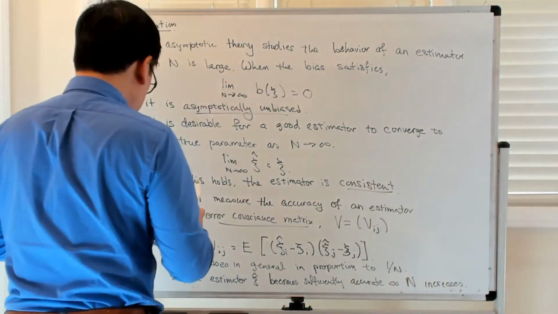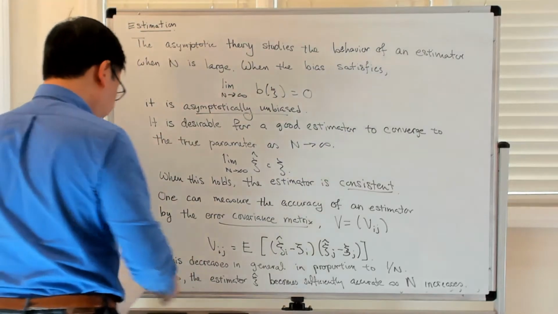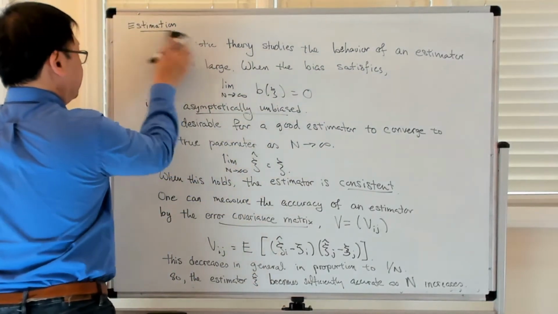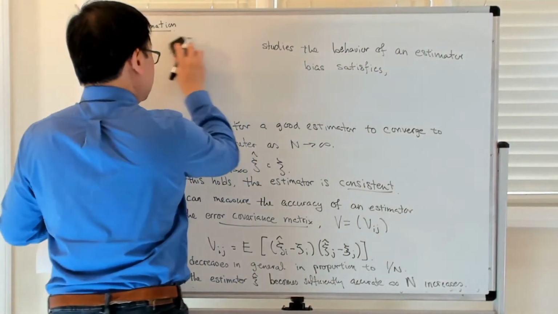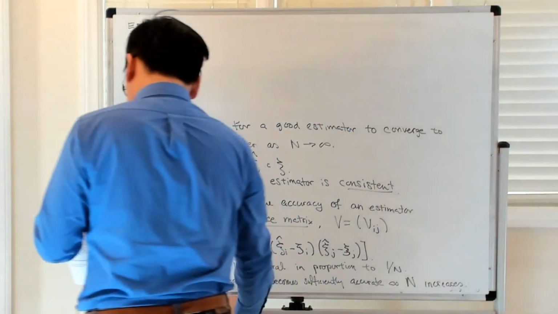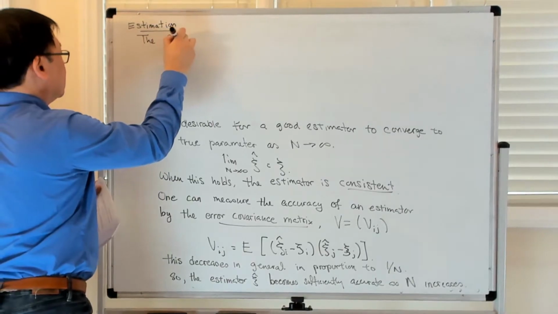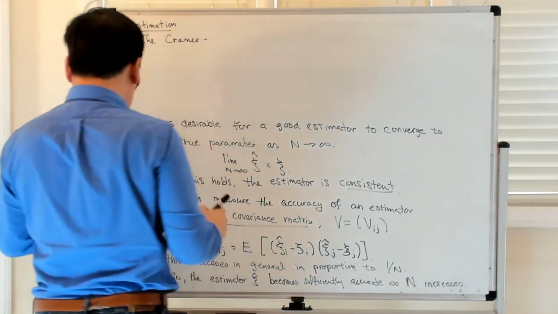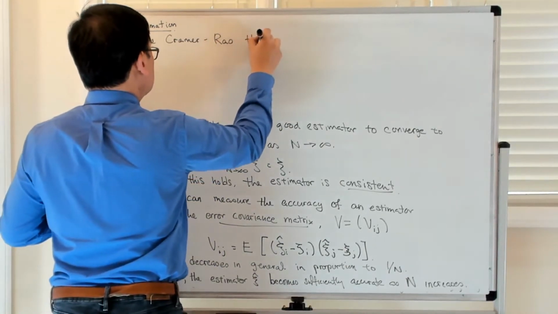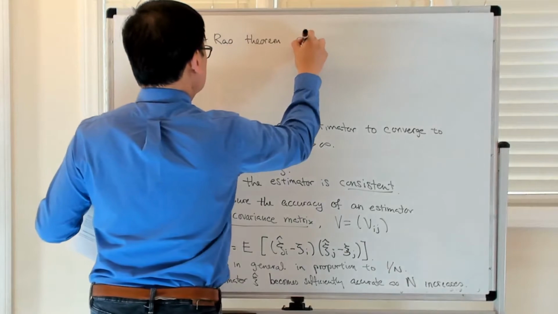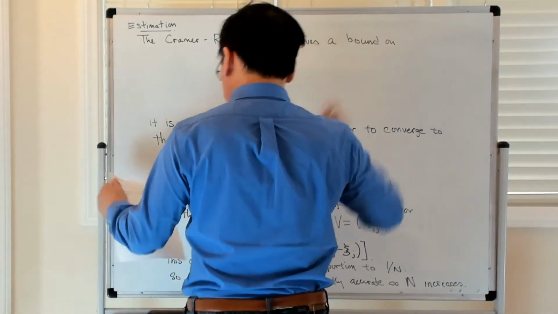Okay, so you can estimate the rate of convergence, if you will, of this estimator. And one way to do this is the Cramér-Rao theorem. So the Cramér-Rao theorem gives a bound on the accuracy.